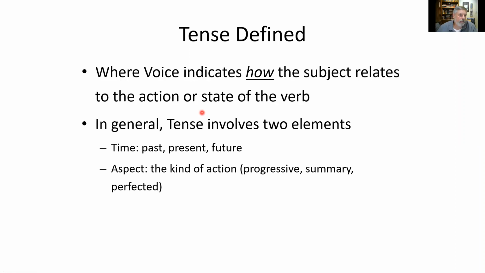Where voice indicates how the subject relates to the action or state of the verb. In general, the tense involves two elements, time and aspect. Time, as we mentioned, past, present, or future. Aspect is the kind of action that's ongoing.